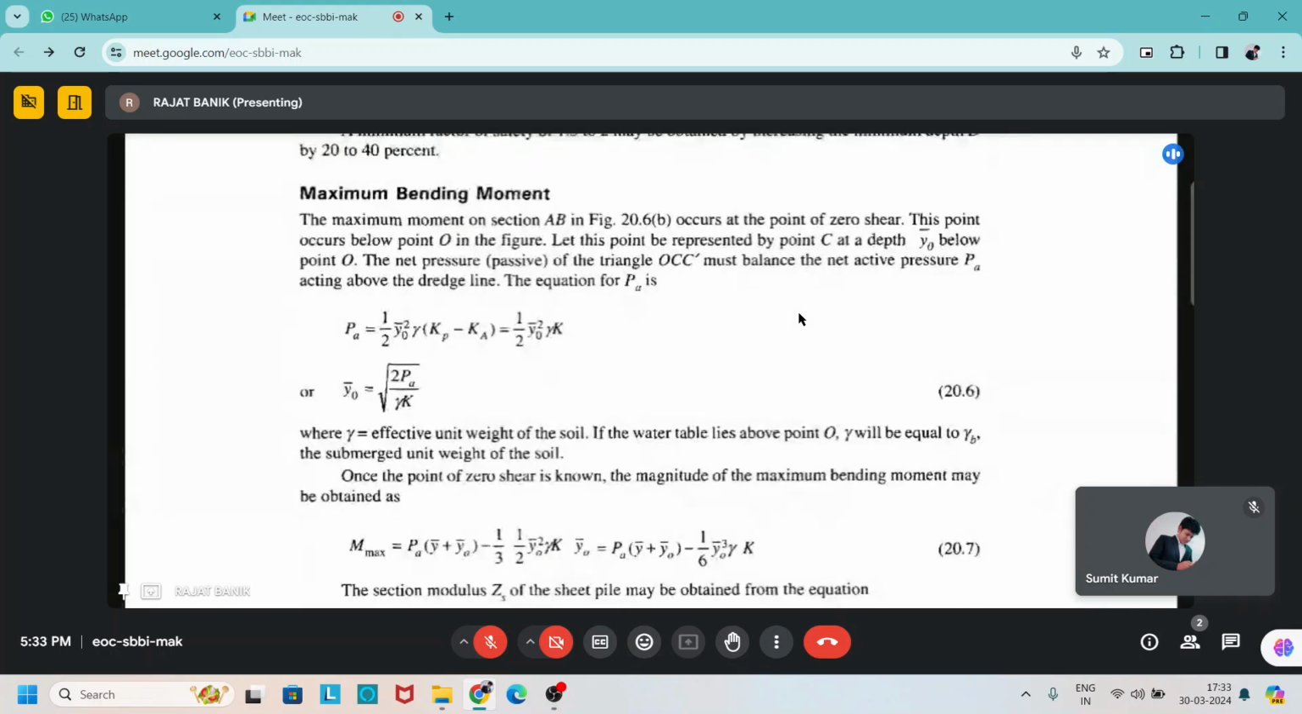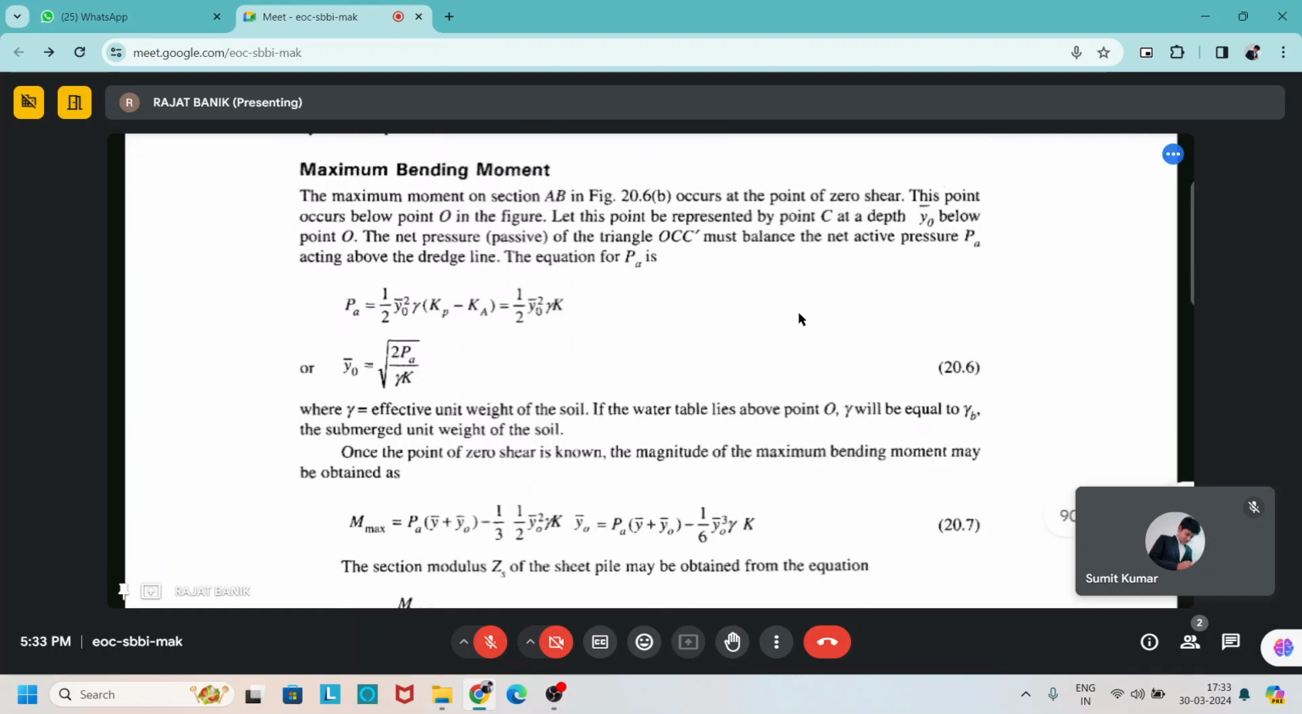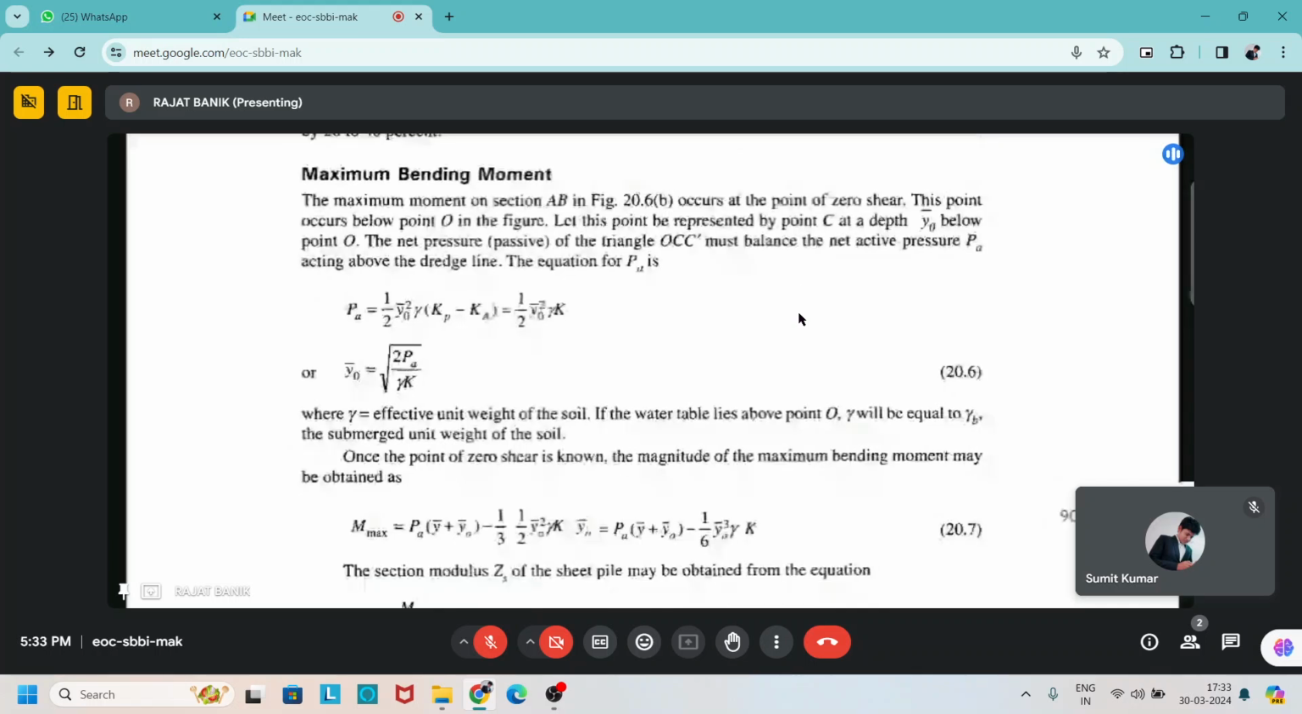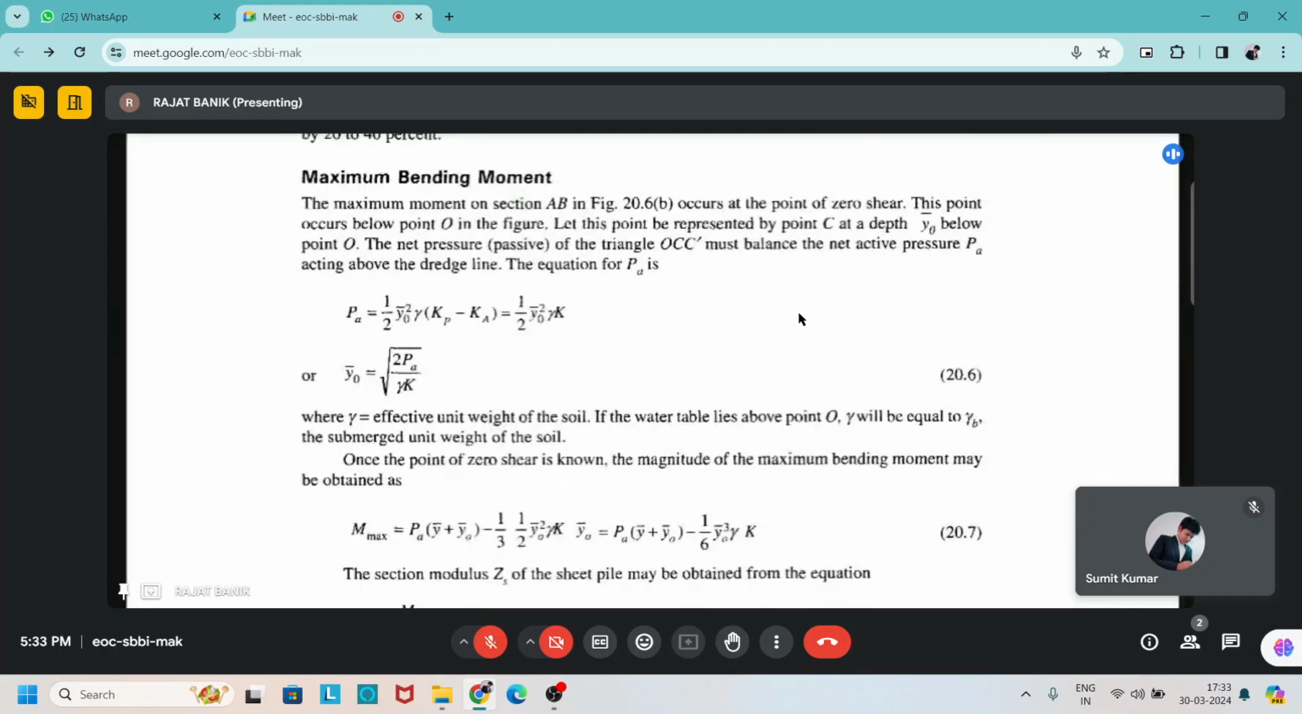Maximum moment on the section AB occurs at the point of zero shear, and this point occurs below the point O in the figure. This point is represented by the point C at a depth of y naught bar below the point O. The net pressure triangle O C C dash must be balanced by the net active pressure PA acting above the dredge line.